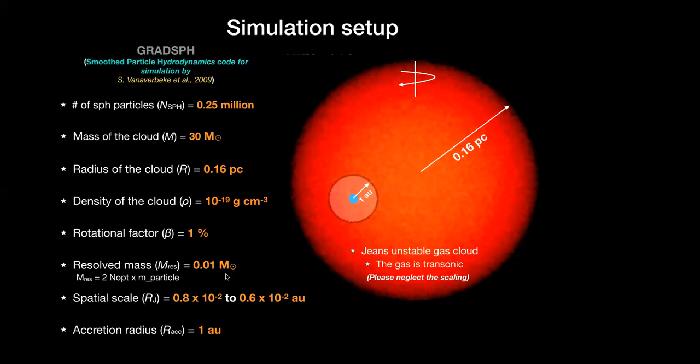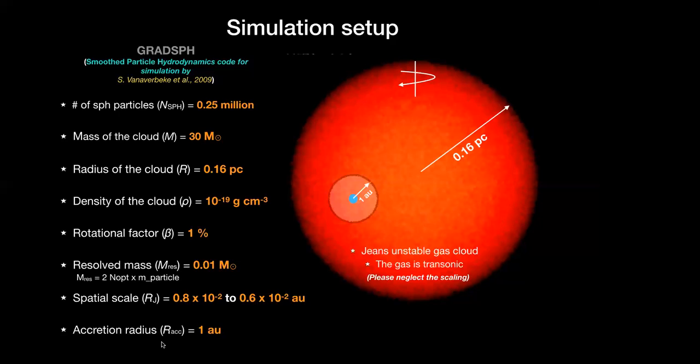to a 1 solar mass object. An object of this mass is actually resolvable with our simulations. And it is also important to know the resolvable length that you can claim you are resolving properly. This is called the Jeans length, and it is 0.8 times 10 to the minus 2 astronomical units. With this spatial scale, we are resolving the length scale in our simulations.